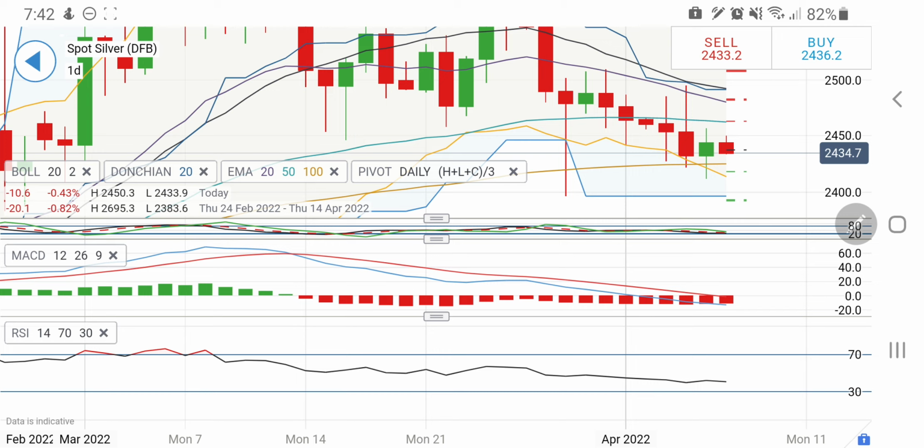Take your positions accordingly. Short below 24, I will say short below 2420, and yes, I will rather say not below 2420, but short below 2428 and long above 2450. Take your positions accordingly. Now let's have a look at oil.